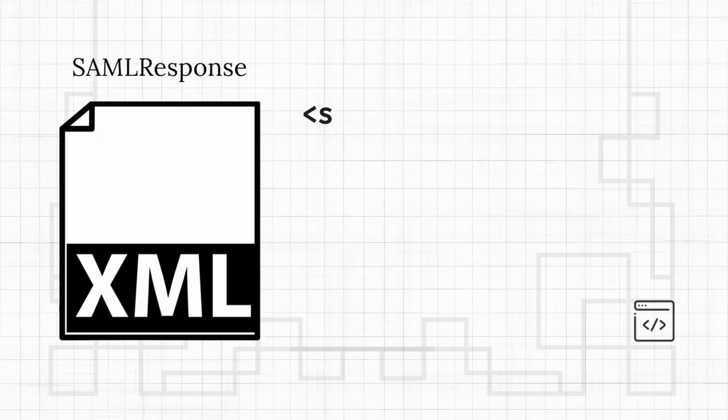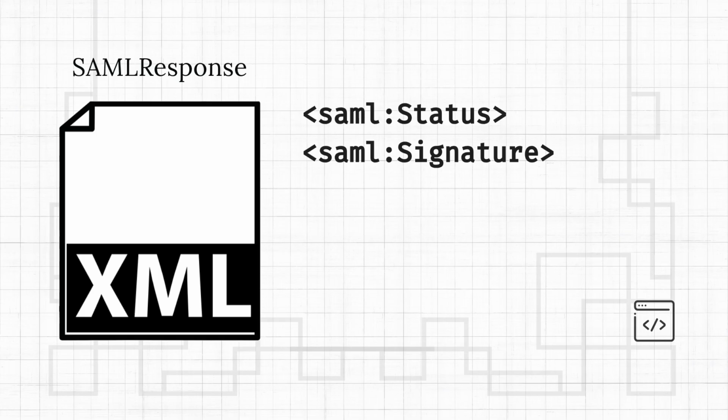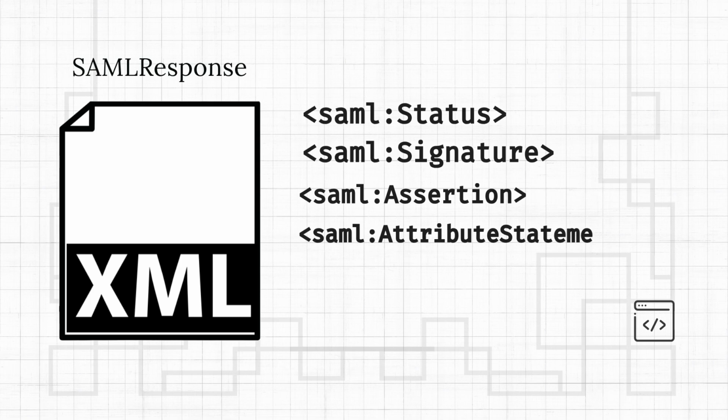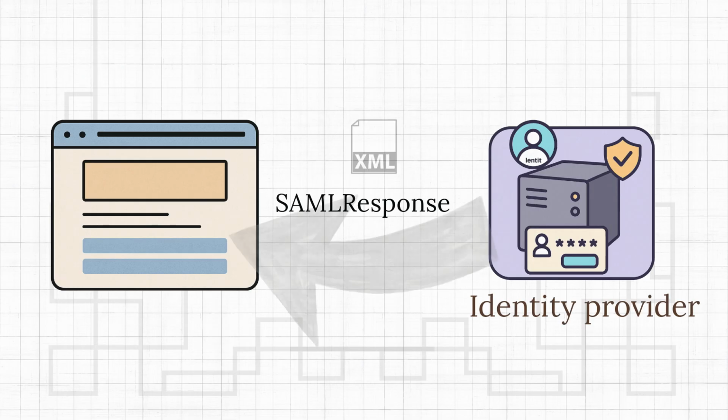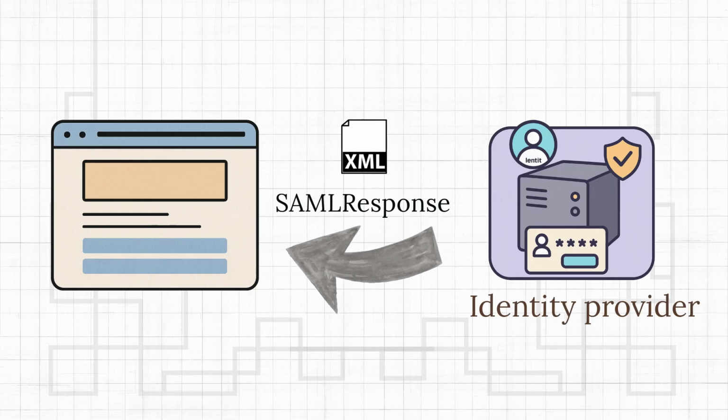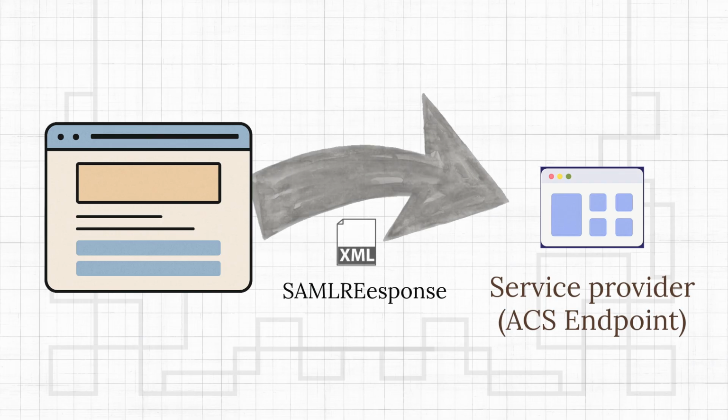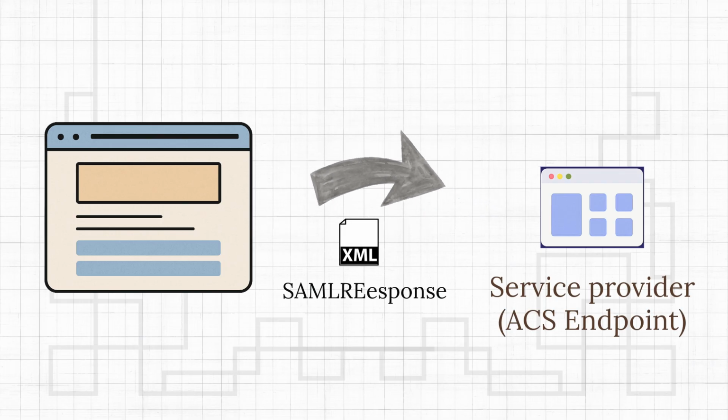Step 3. Once the user is authenticated, the identity provider creates a SAML response, which is another XML message that includes the status of authentication, a digital signature to prove it came from the IDP, and a SAML assertion which contains the user identity and attributes like email, roles, or groups. The attribute statement is a bundle of user metadata passed from the IDP to the SP. The name ID element is the user identifier passed back to the service provider. The user is then redirected with the SAML response to the configured assertion consumer service, the ACS URL.